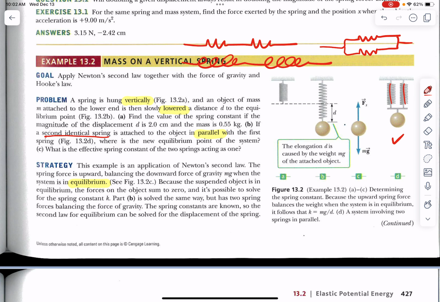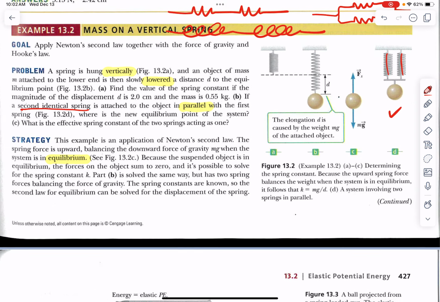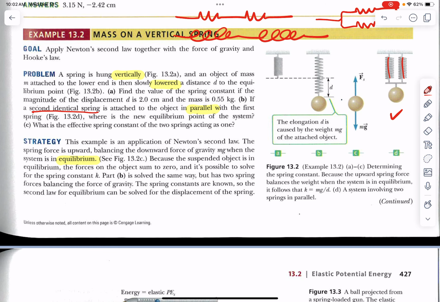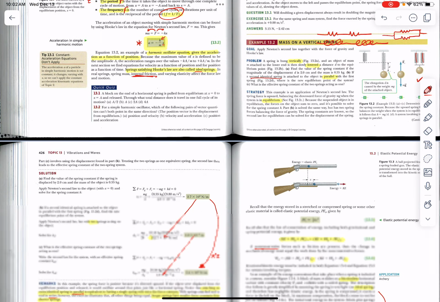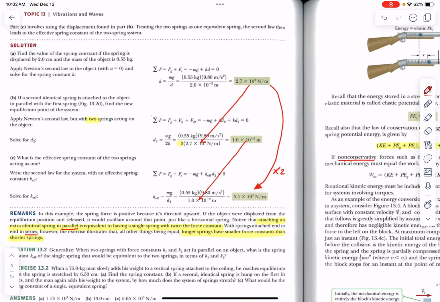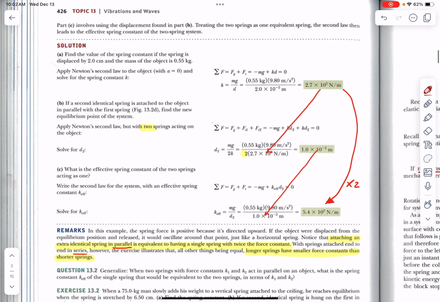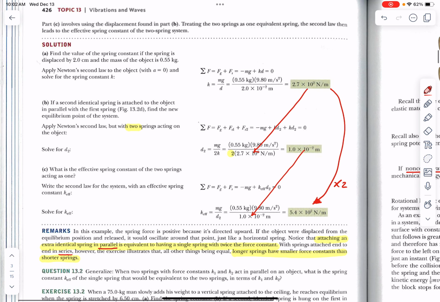And so when you add a second identical spring, you can see that the amount of restoring force is going to be changed. And so if we look at the rest of the math problem here, in the first part, we're finding the value of the spring constant if the spring is displaced 2 centimeters and we have a mass of 0.55 kilograms.